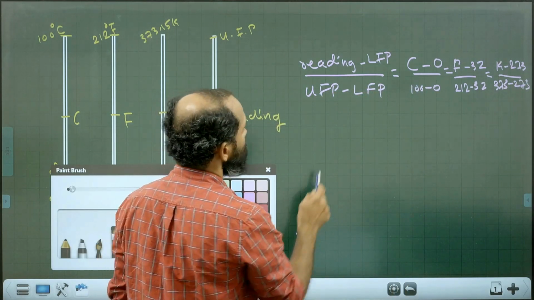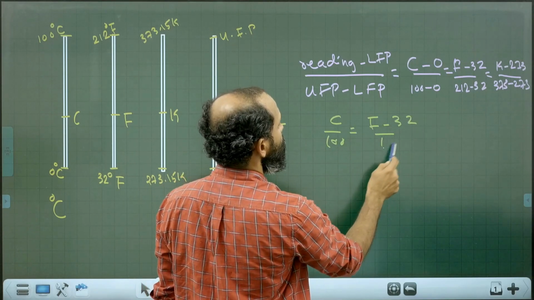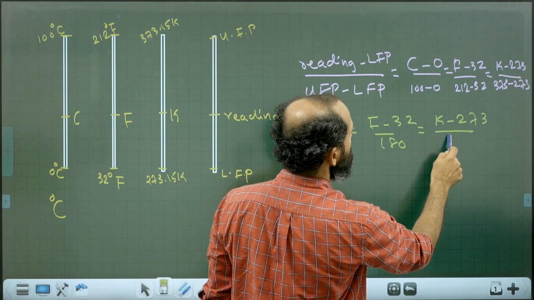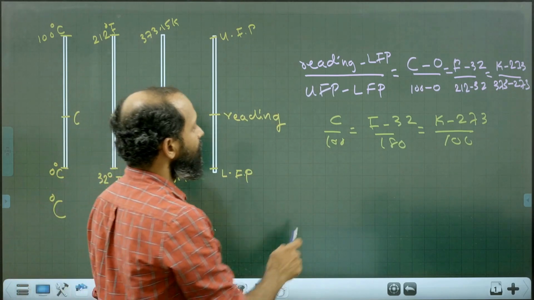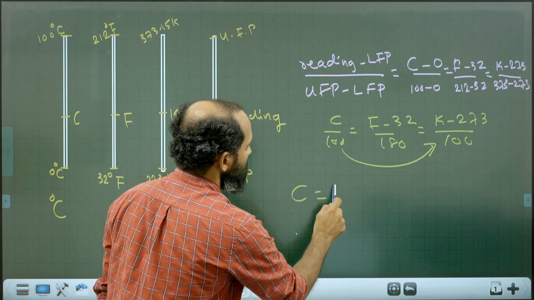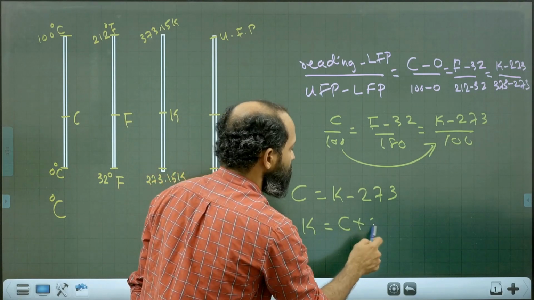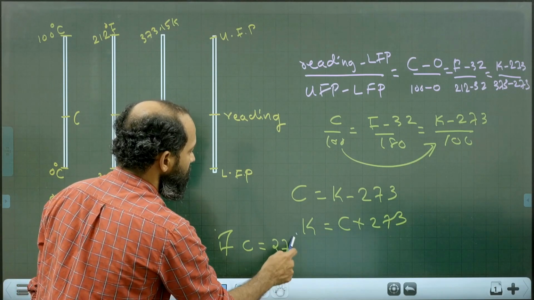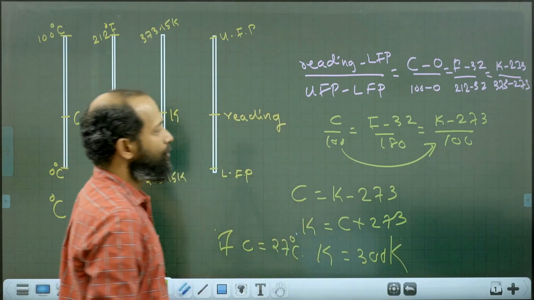Writing it once again, C by 100 equals F minus 32 by 180 equals K minus 273 by 100. So this comparison is very important, among which you can compare Celsius and Kelvin alone. Celsius equals K minus 273, so Kelvin is equal to C plus 273. For example, if C is equal to 27 degrees Celsius, then K is equal to 300 Kelvin.